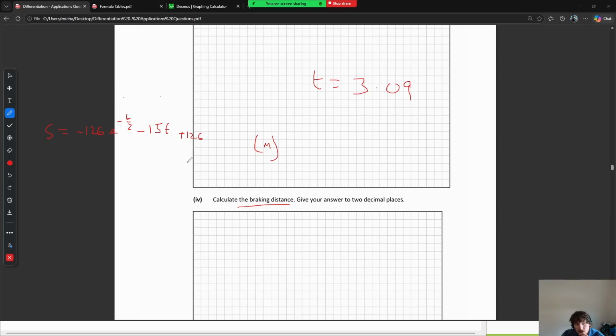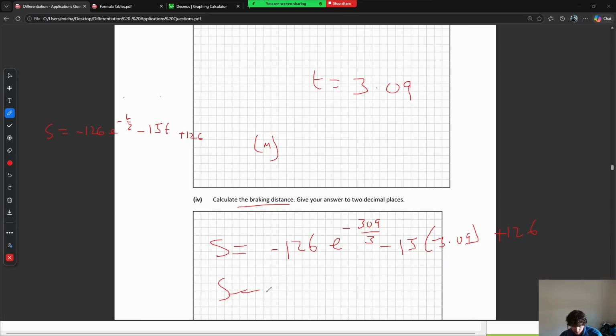For this, we can just put this in and see how long it took for the car to come to a stop. So S equals e to the minus 3.09 over 3 minus 15 times 3.09 plus 126, and we'll see what the braking distance was for the car. I'm sure people doing their driver theory test will know how many meters a car needs to stop at 100 kilometers per hour.